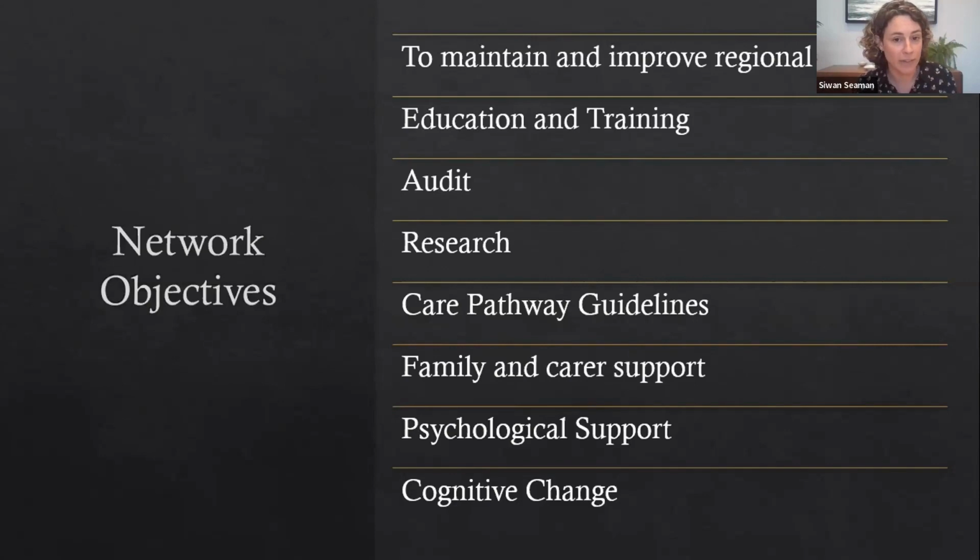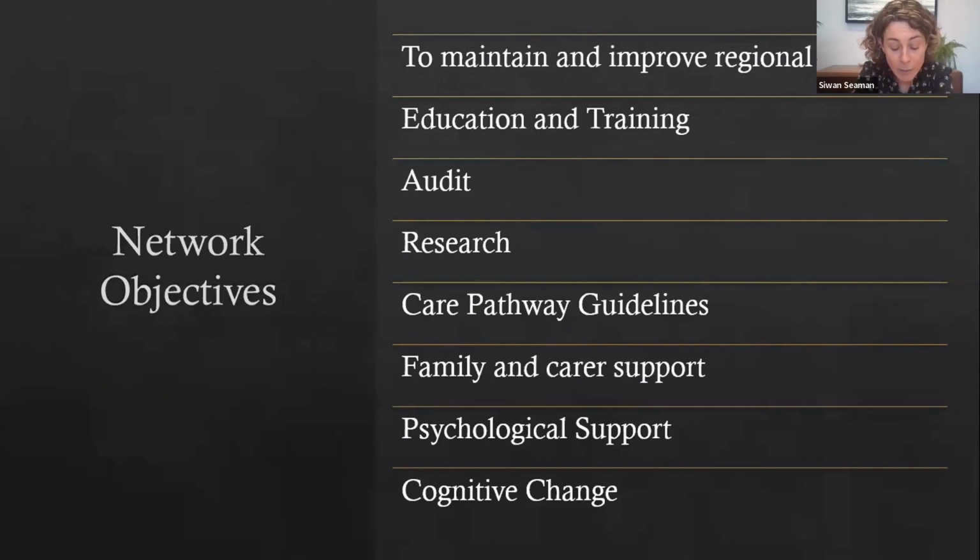At the moment, we've got 12 studies open to our patients across the network. 5 are interventional and 7 observational, but we're always keen to increase that. Care pathway guidelines. So we've got network guidelines for the management of cough, gastrostomy insertion, saliva management, and NIV, and a few more that we want to add in the next year, but we review those on an annual basis. Family and carer support.